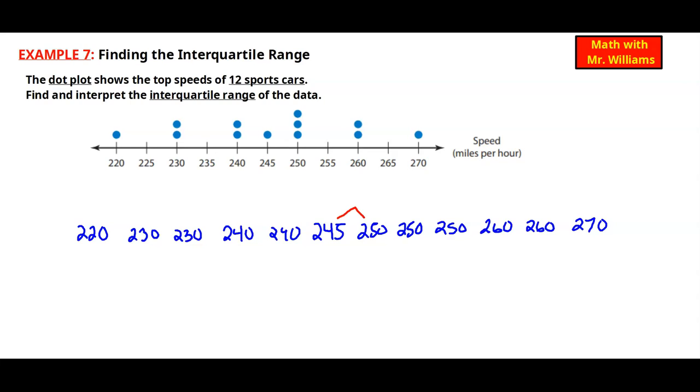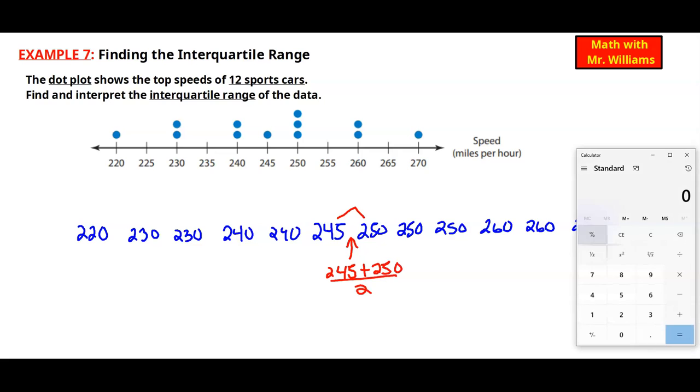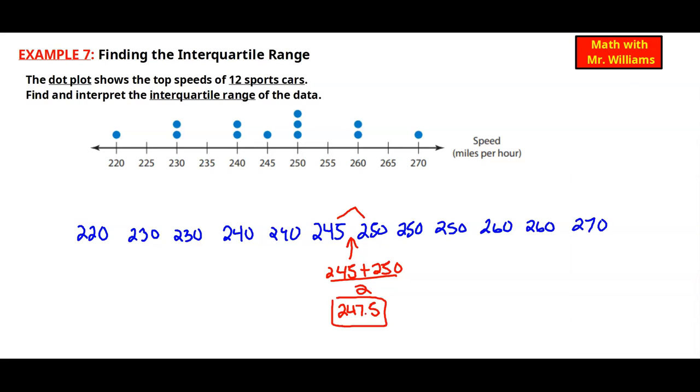We know that the numbers in the middle will be these right here. We add these two numbers up and divide by 2. So we have 245 plus 250 divided by 2. Let's use our calculator. So we have 245 plus 250, giving us 495. We divide that by 2, giving us our median of 247.5.